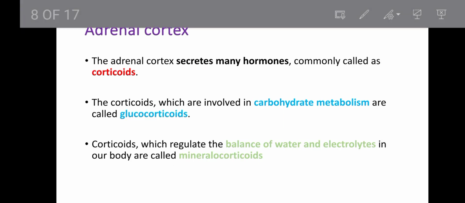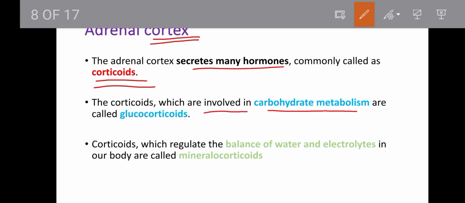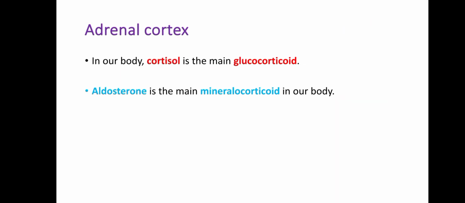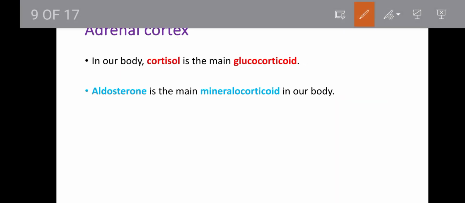Adrenal cortex secretes many hormones commonly called corticoids. So cortex hormones are called corticoids. The corticoids which are involved in carbohydrate metabolism are called glucocorticoids. Corticoids which regulate the balance of water and electrolytes in our body are called mineralocorticoids. In our body, cortisol is the main glucocorticoid and aldosterone is the main mineralocorticoid.